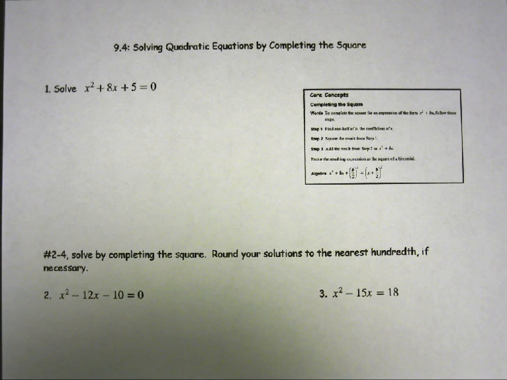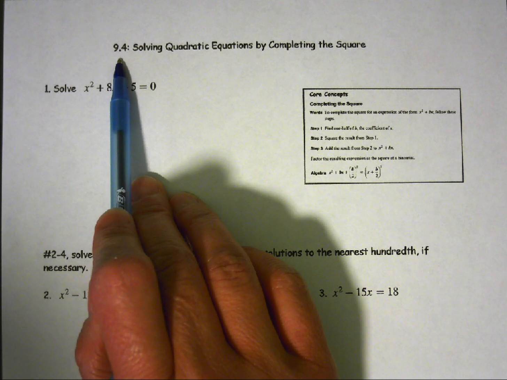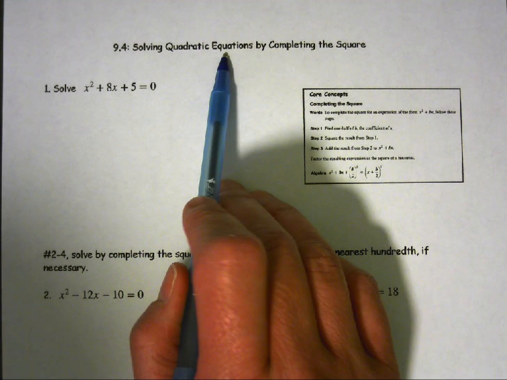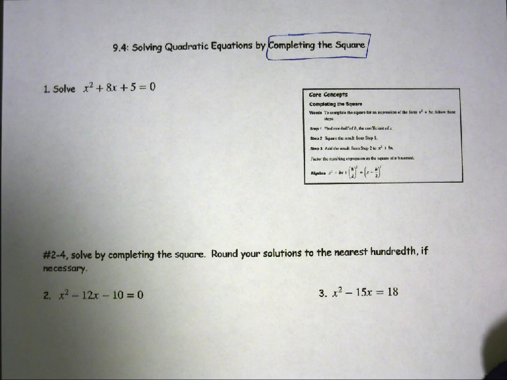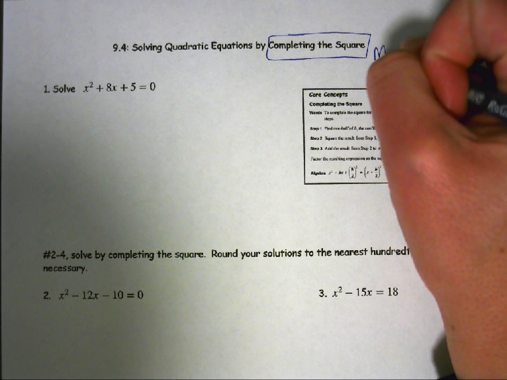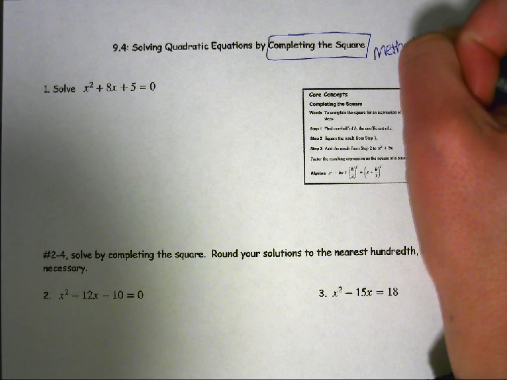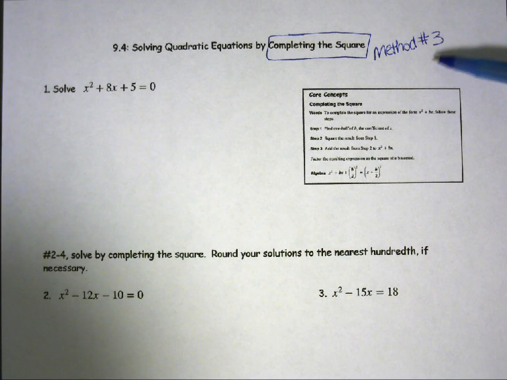Class, today we're going to be covering lesson 9.4, which is still solving quadratic equations, only this time we're going to be using a method called completing the square. So I guess I would call this method number 3 because we've already learned how to graph and we learned how to use square roots.